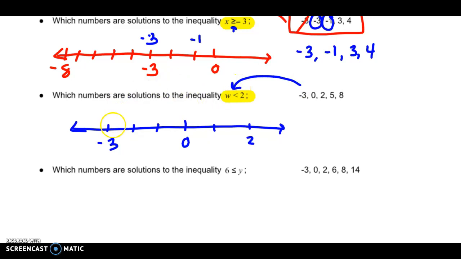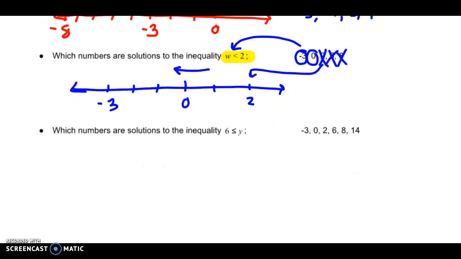-3, is that less than 2? Yes, it is. It's on the left side of 2, so this one would be true. 0 is less than 2, again on this side of the number line below 2. 2 is an interesting one, because if we plug that in, it would read 2 is less than 2. That statement is not true. And neither is 5 or 8. All of those three numbers are bigger than 2, so they are not solutions.